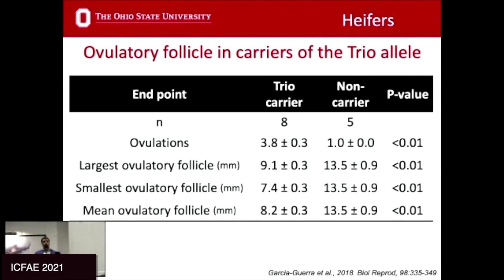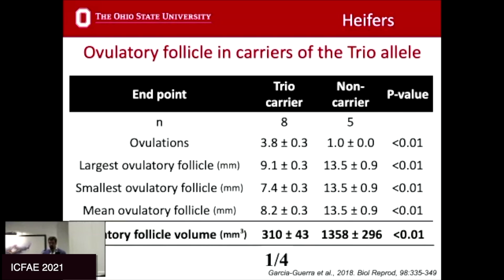We also looked at pre-ovulatory follicles, and we see that trio carriers have about 4 ovulations per cycle. And then when we look at follicle size, we see that no matter which one we take in the trio carriers, whether it's the smallest one, the largest one, or the average, they're always smaller than in the single ovulating animals. But perhaps the more interesting thing was when we looked at ovulatory follicle volume, assuming the follicle is a sphere, we see a very dramatic difference. But the more interesting part is that trio carriers have around 4 ovulations per cycle, but the ovulatory follicles are about 1/4 in size compared to what we see in single ovulating animals.